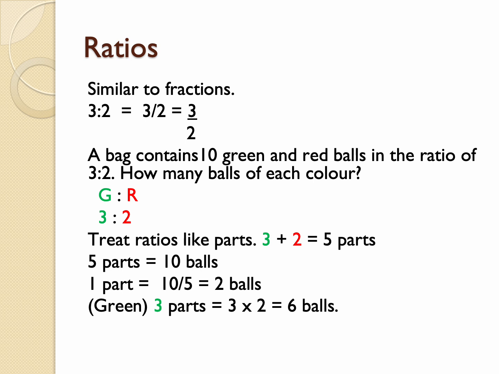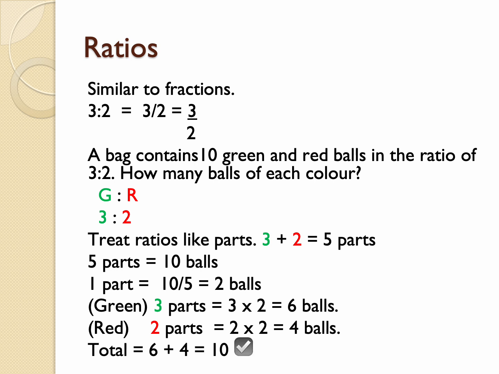Similarly, let's work out red balls. So red had 2 parts, which equals 2 times 2, which equals 4 red balls. So we know there are 6 green balls and 4 red balls. But the question is, have we made a mistake? So how do we check we haven't made a mistake? Obviously, if we total these balls, they should be exactly equal to the total balls, which is 10. So we check that, and 6 balls plus 4 balls equals 10 balls. So hence checked.